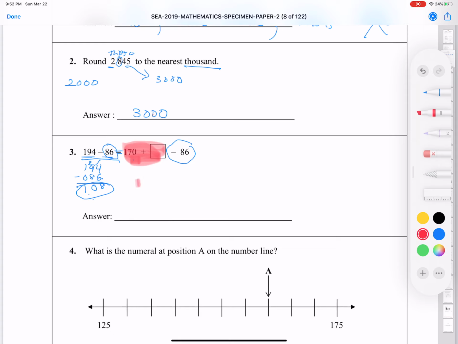So 194 take away 170 equals 4, take away 0 is 4, 9 take away 7 is 2, 1 take away 1 is 0, so that's 24. 24 is missing here. If you add it back, you're supposed to get the same thing. All right.